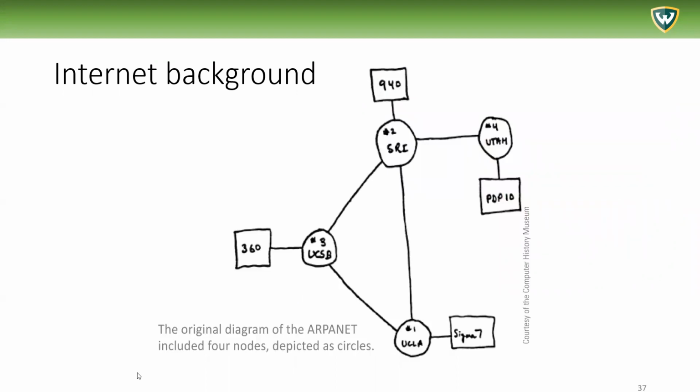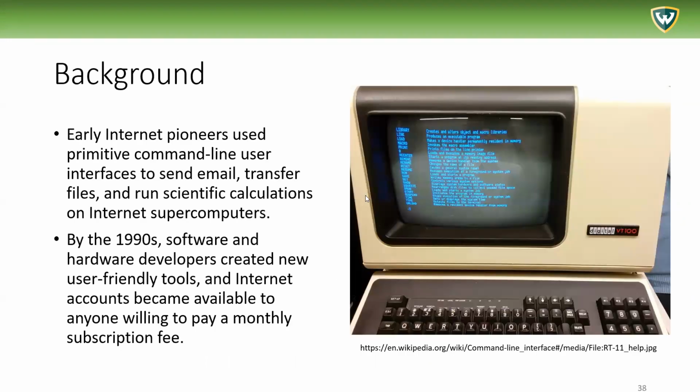This is the actual original diagram of the ARPANET, which included 4 nodes. I'm not sure if these are 4 universities, but UCLA is a university. You see Santa Barbara, SRI, Utah, and that was the beginning.